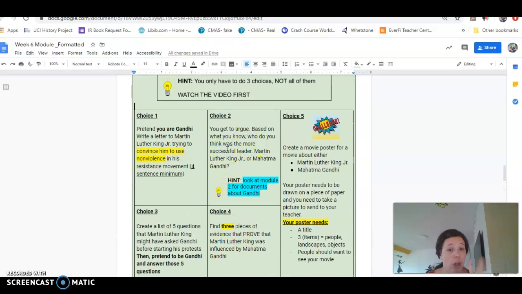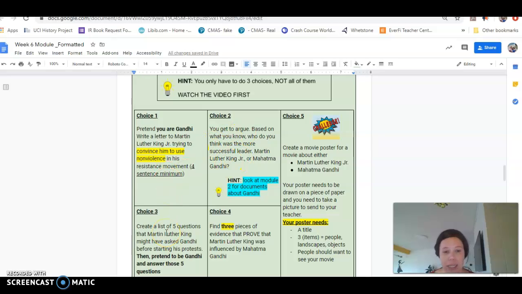Choice 2, again, only 3 of these. You get to argue, based on what you know, who do you think was the more successful leader? Do you think it was MLK or do you think it was Gandhi? And you're going to have to look at the other modules to help you address the Gandhi question for sure.